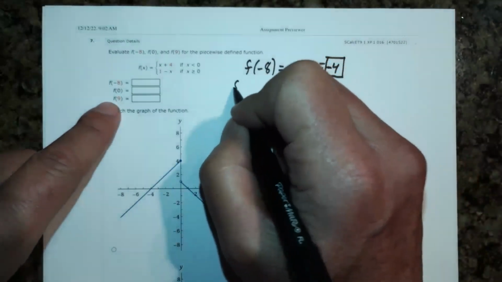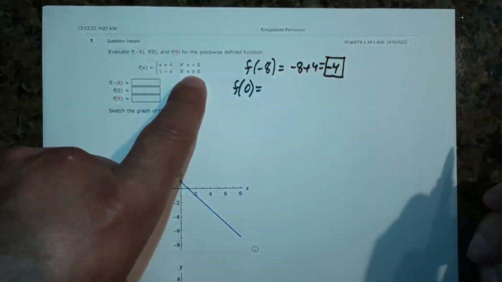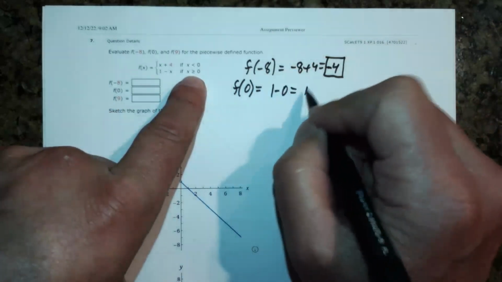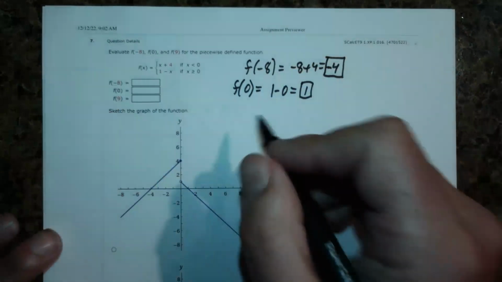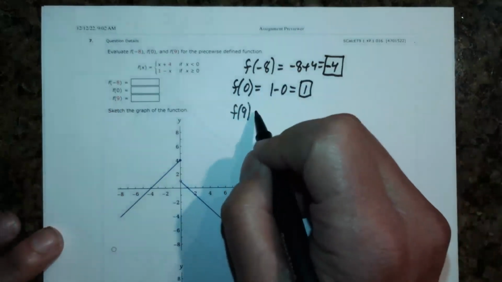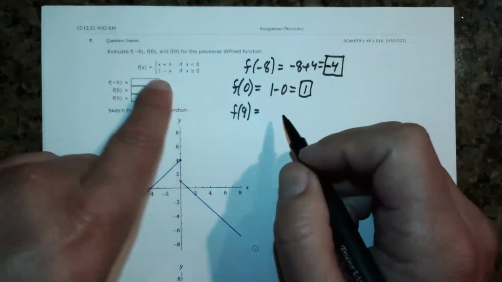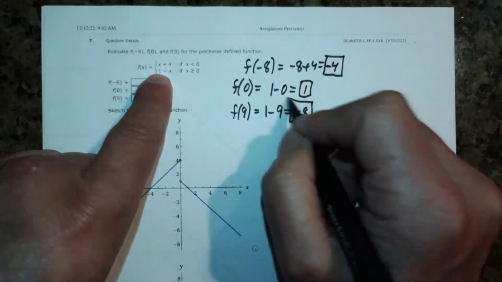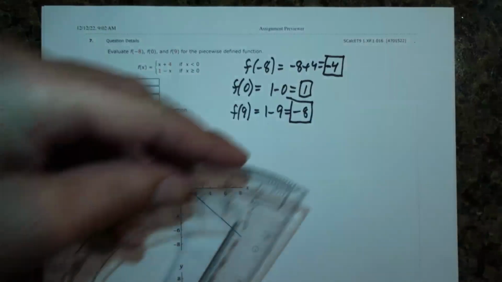f of 0 gets a little tricky. You'll notice 0 is included in the bottom one, not the top one. That means I'm going to go 1 minus 0, or just 1. And f of 9. Now 9 is positive, it's bigger than 0, so that's going to go here. And then they want us to find the graph. I'm going to actually just graph it. I think it'll be a little bit easier.